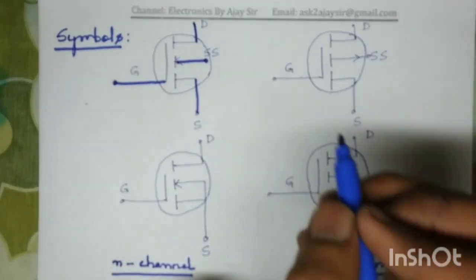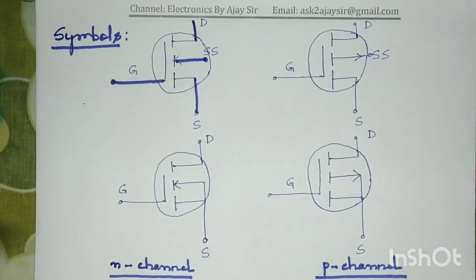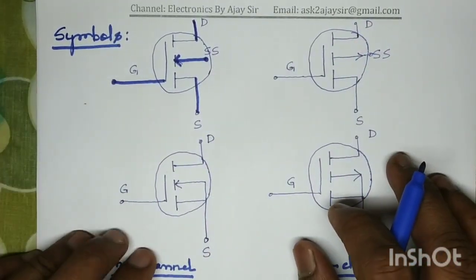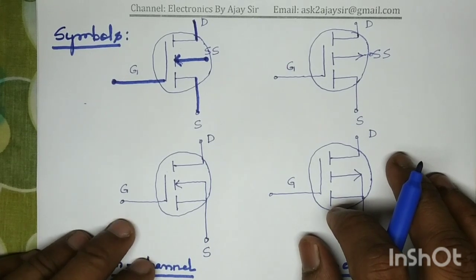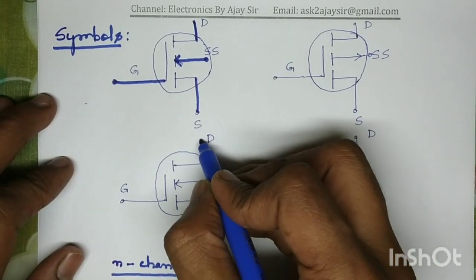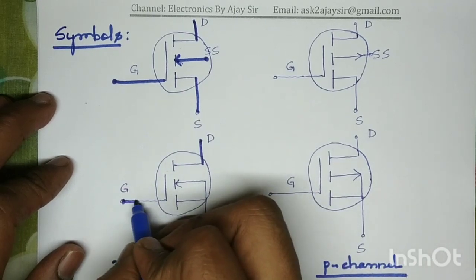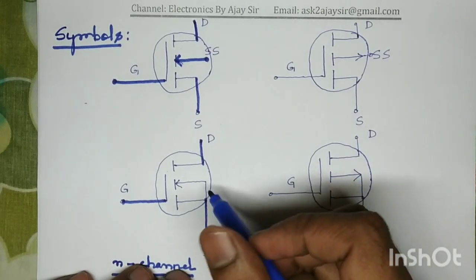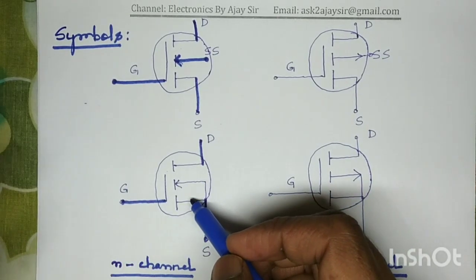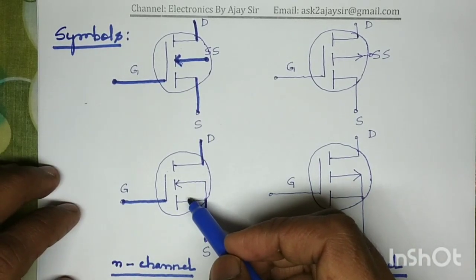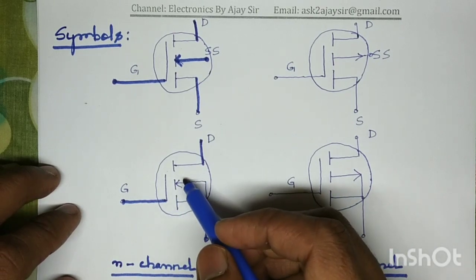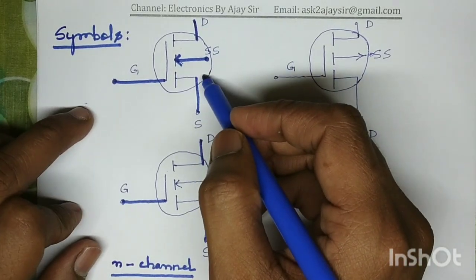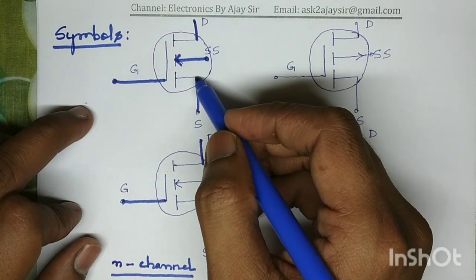The arrow of the substrate terminal for N channel enhancement type MOSFET is in this backward direction. Next symbol for the N channel enhancement type MOSFET, this is the drain terminal, this one is the gate terminal, this one is the source terminal, and in this symbol substrate and source are shorted to each other. It means in this symbol the body bias effect is absent, whereas in the previous symbol the substrate is not connected with the source.